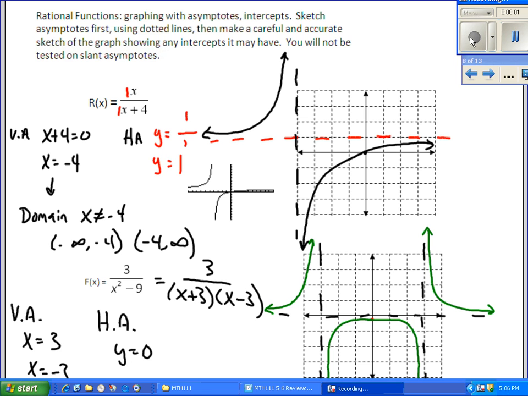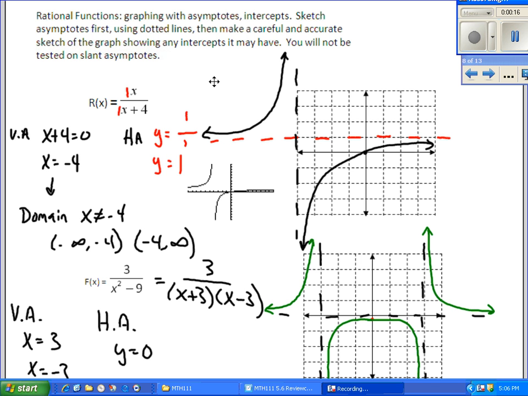Today we're reviewing for test number 3. One of the topics on test number 3 is rational functions, so this is the last section back in chapter 4. When you're graphing rational functions, we're using a lot of asymptotes and intercepts.